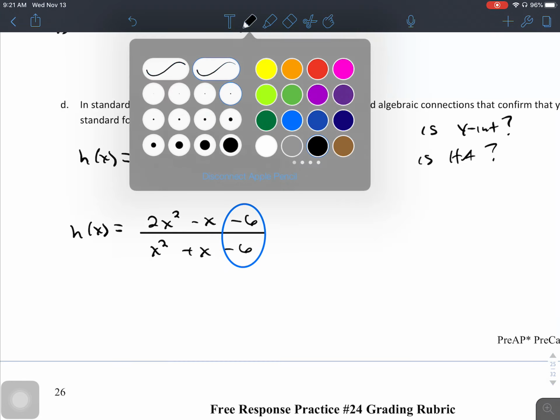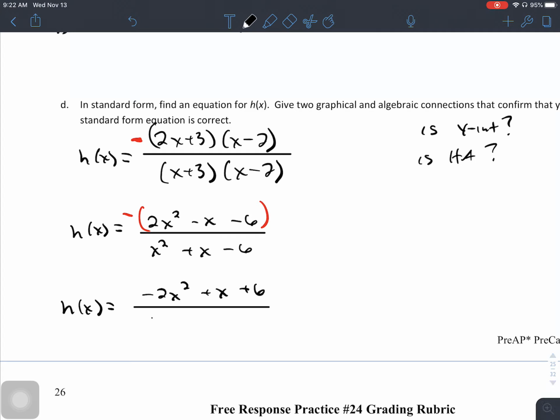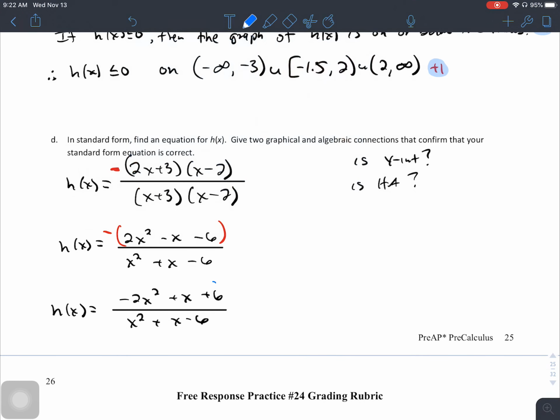If we do that, I'm going to fix this in several places. I'm going to say we need to have a negative here, which means we need to have a negative here. If we distribute it, we're going to get h of x equals negative 2x squared plus x plus 6. Could you have multiplied it to the bottom instead of the top? Absolutely, top or bottom. Does that fix our y-intercept? It sure does, because now it's showing that it's going to be at negative 1. Does it fix our horizontal asymptote? It sure does, since the degree of the top and the bottom are the same. You divide the lead coefficients, which is negative 2.